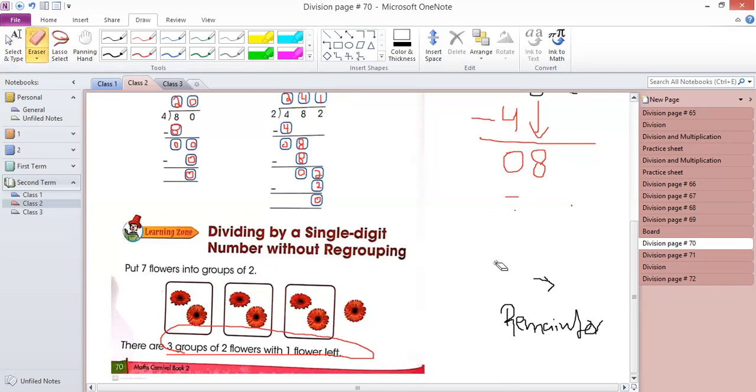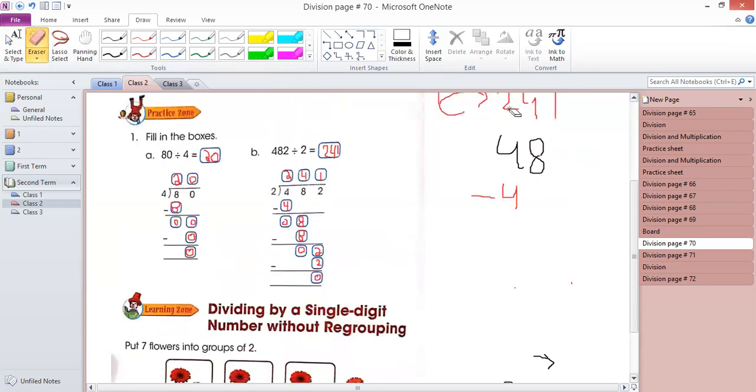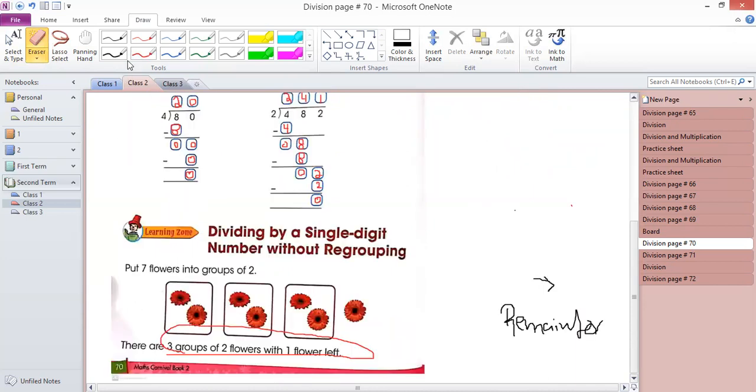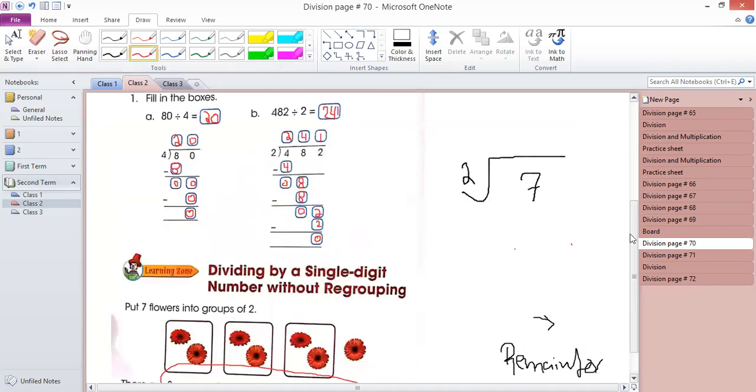Now, let's do it with the help of long division. Just to make you understand, I will do it with long division. This is the division sign. 7 inside, 2 outside. I want to divide 7 flowers in groups of 2. So the division steps are the same, guys. You have to divide 7 by 2.